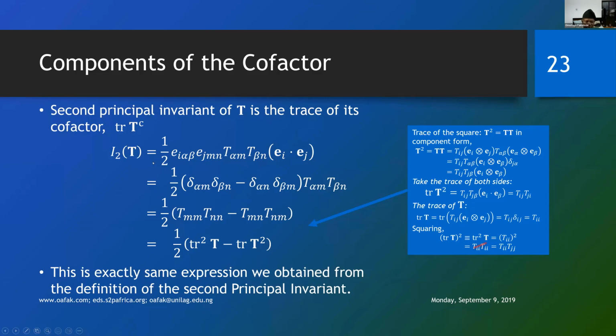So in many textbooks, they define the second principal invariant as the square of the trace minus the trace of the square of that same tensor. So this is what is taken as the definition. We don't take it as the definition, we prove it. By taking this, you see that it is this second invariant, which is the trace of the cofactor. That's what it gives you.